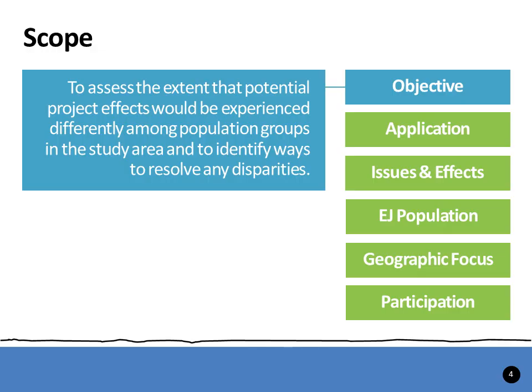We'll start out with the objective of environmental justice analysis, which is to assess the extent that potential project effects would be experienced differently among population groups in the study area and to identify ways to resolve any disparities. Through the analysis, we seek to learn about potential adverse effects with explicit consideration of the affected community's demographic makeup.